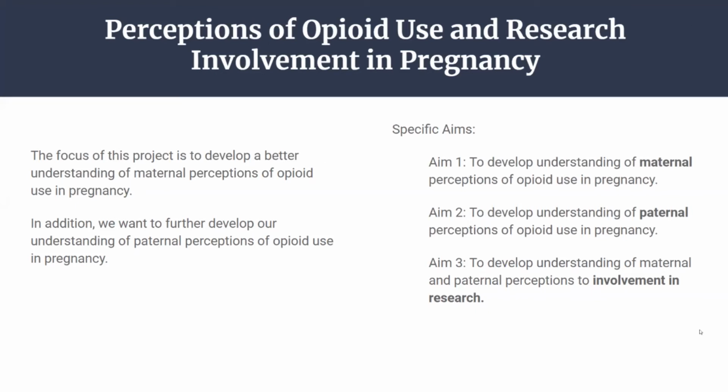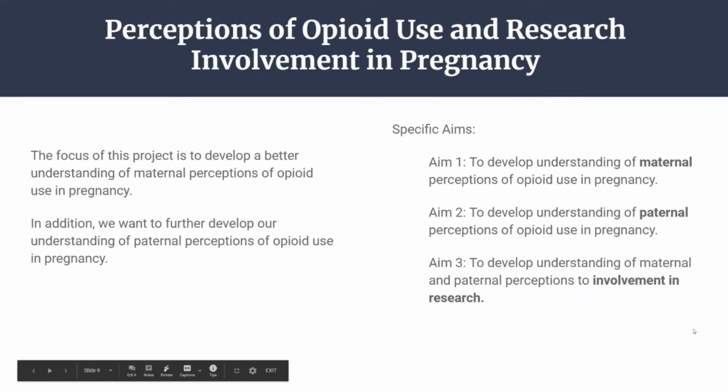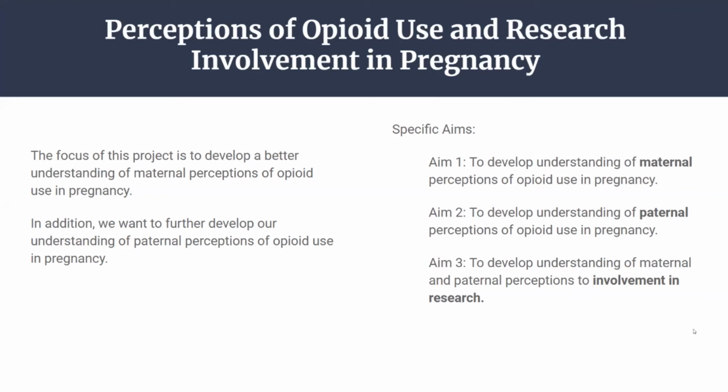As part of that, we had 3 specific aims. The first one was to develop an understanding of the maternal perception of opioid use in pregnancy. The second was we said paternal, but really the partner use of opioids in pregnancy. And then really just to also understand their appreciation or understanding of being involved in research.